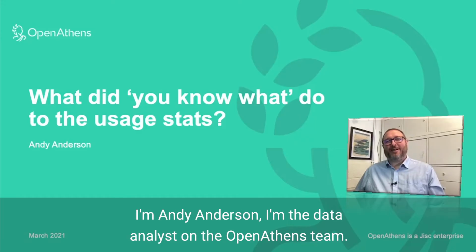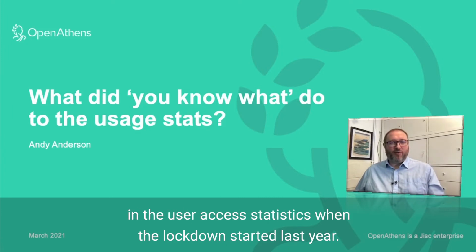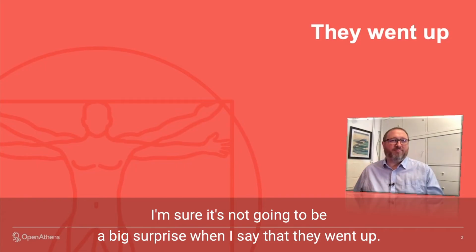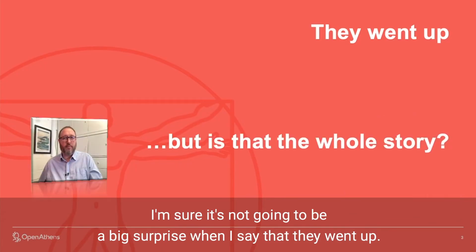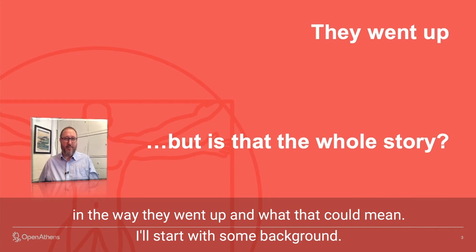I'm Andy Anson. I'm the data analyst on the OpenAthens team. I'm here today to talk about what we saw in the user access statistics when the lockdown started last year. I'm sure it's not going to be a big surprise when I say that they went up. That they went up is not really surprising, but where it gets interesting is in the way they went up and what that could mean. Let's start with some background.